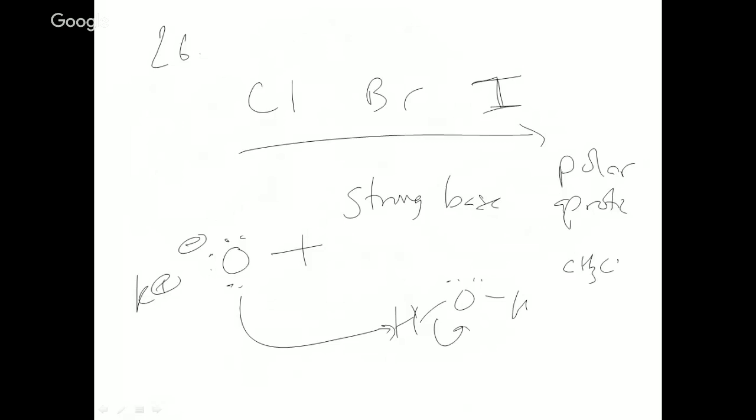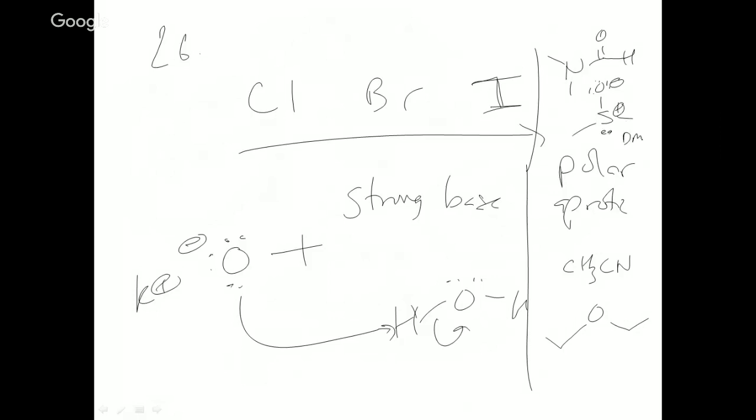For weak bases, we'll talk about that with E1. So acetonitrile, right? Ether, the same ones we gave before. These are good polar aprotic solvents. DMF. They have dipoles. DMSO. That's DMSO, that's DMF. Same ones as before.